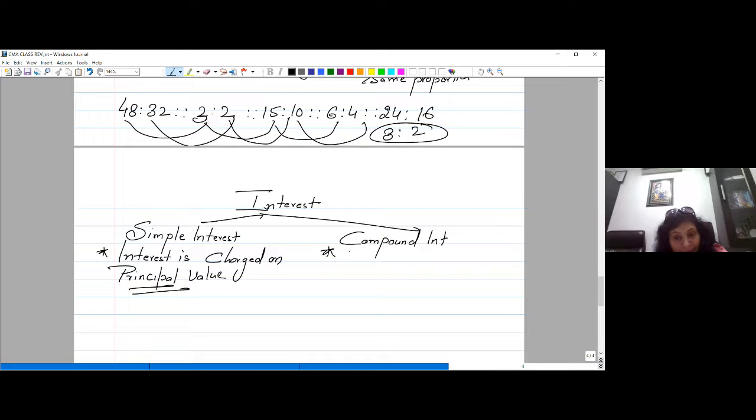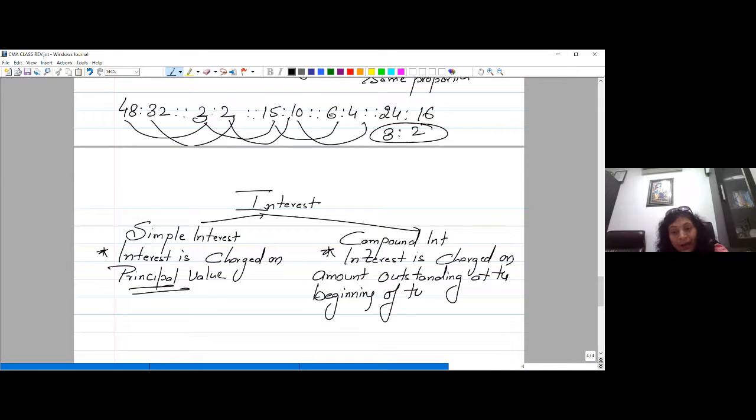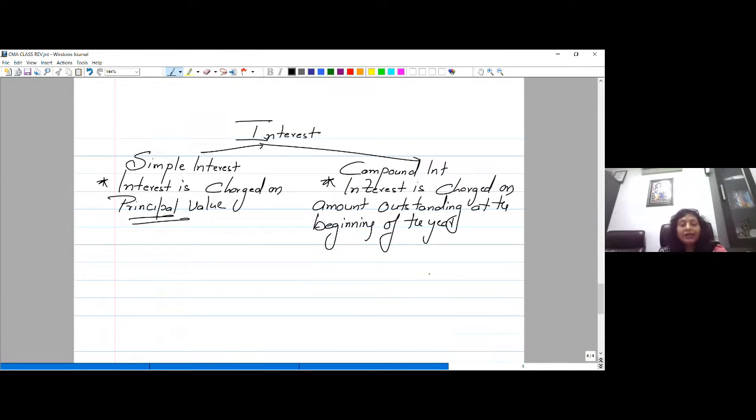And what is compound interest? When interest is charged on amount outstanding at the beginning of the year, that is called compound interest. It means you identify whatever the amount is outstanding at the beginning, you charge interest on that amount, that is called compound interest. Now, what is amount?